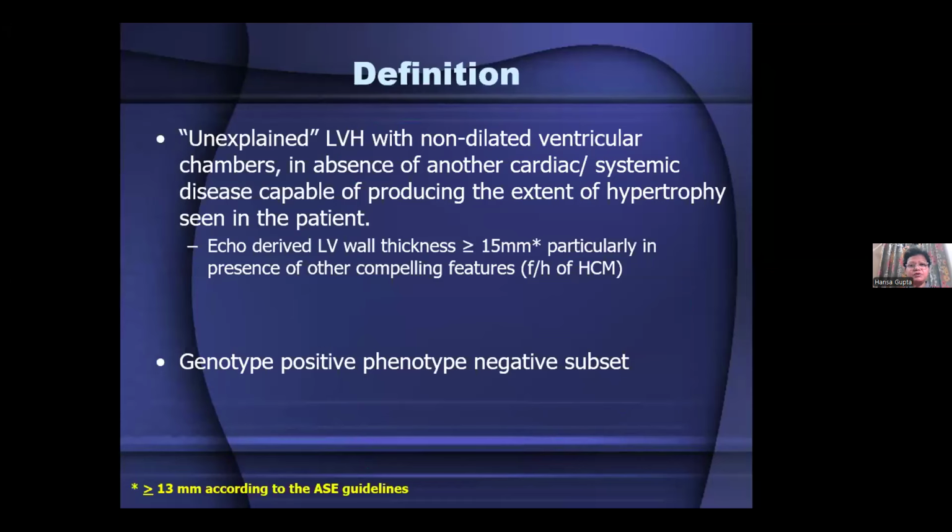Now, how do you define HCM? It's very, very important because there are cutoffs mentioned. And how would you say that this is HCM and not any other thing? So unexplained LVH, what does that mean? Unexplained LVH means it cannot be explained by the presence of long-standing uncontrolled hypertension. It can be present in severe valvular aortic stenosis and other diseases. So there it can be explained. When no other such disease is present and still you have hypertrophy, then it is called HCM, with non-dilated ventricular chambers in the absence of other causes producing the extent of hypertrophy seen in the patient. And the rest I'll tell you in the next slide.